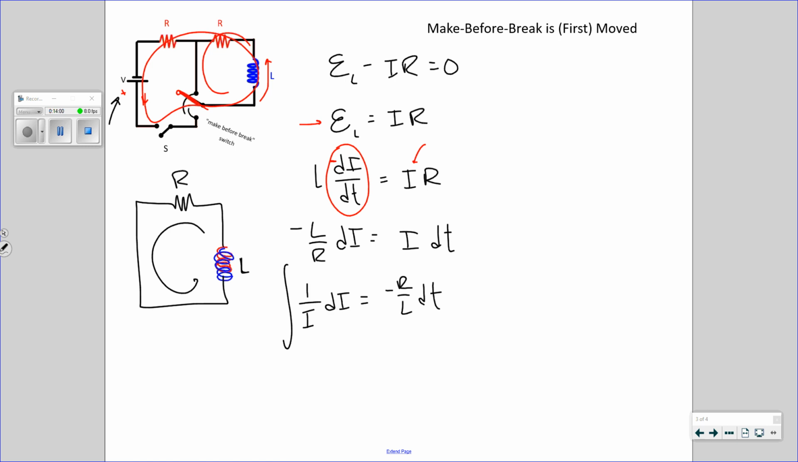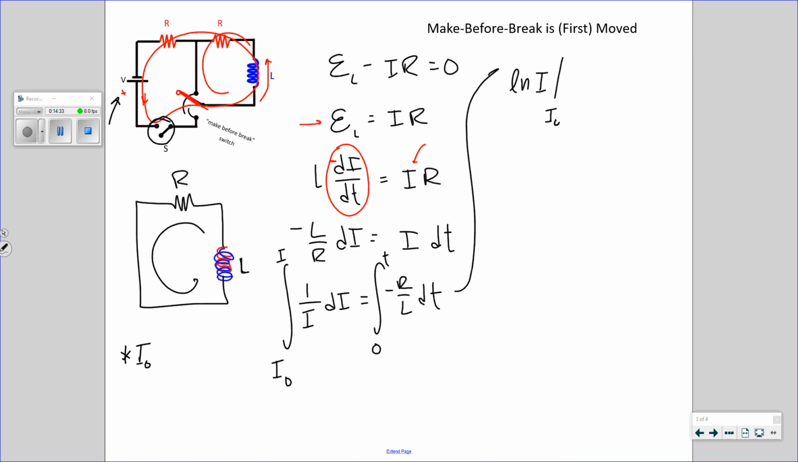And then we can integrate both sides. Now, I goes from some initial current, right? And this initial current is the steady state current from our previous slide where this switch S was closed. And later there will be some current that we can express as a function of time. And we'll say, let's start our clock over from time 0 to some later time t. So this just says, well, natural log of I evaluated from I naught to I is equal to negative R over L times t, evaluated from 0 to t.